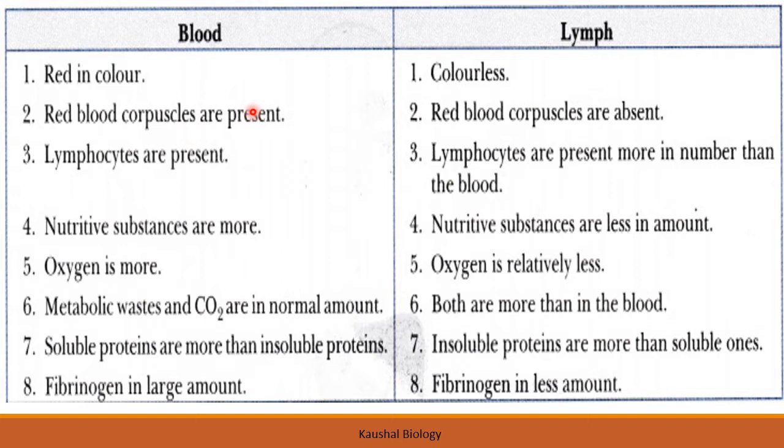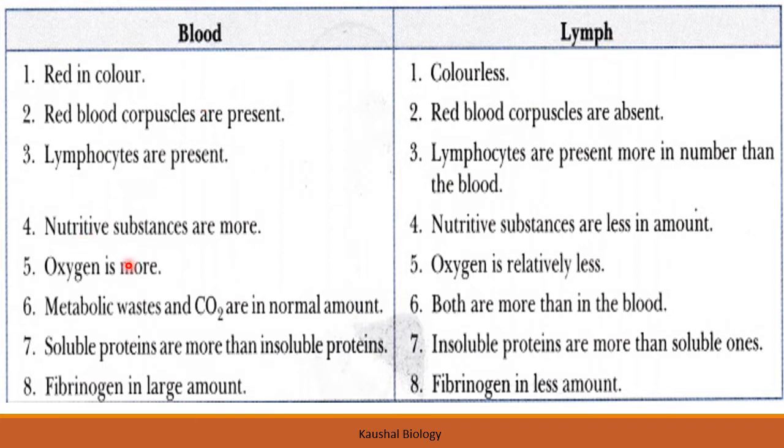Now let's see the difference between the blood and lymph. Sometimes in the board examination this kind of questions are there. So blood is red in color, whereas the lymph is colorless. When you see the red blood corpuscles, they are there in the blood, but RBC is not there in the lymph. So RBC is absent in the lymph. Now in the blood, lymphocytes are present, but in the lymph, more lymphocytes are present. The number is more in the lymph.